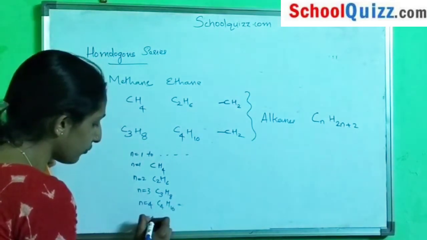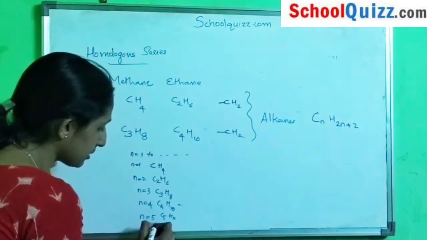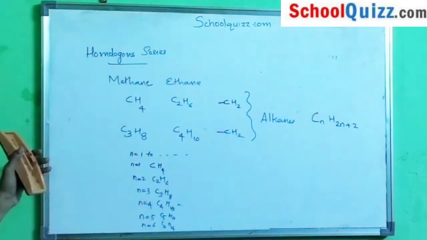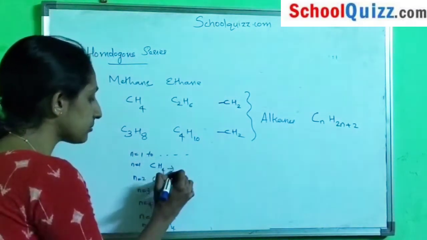If n is equal to 5, C5H12. If n is equal to 6, C6H14. And these all come under the category of alkanes. And the name of this is called methane.